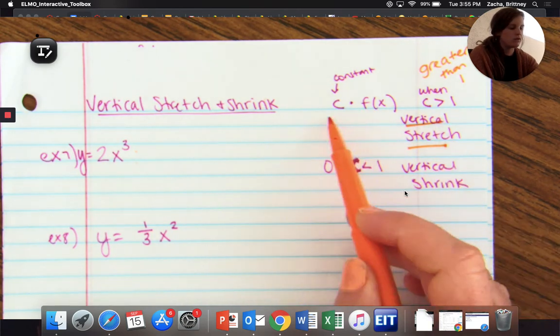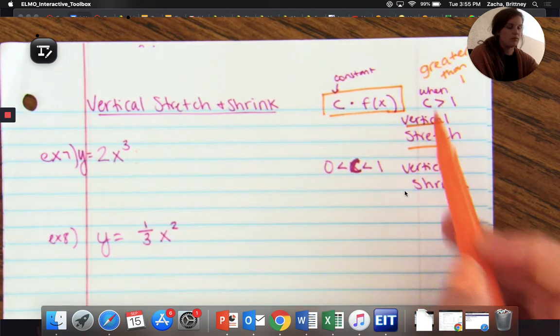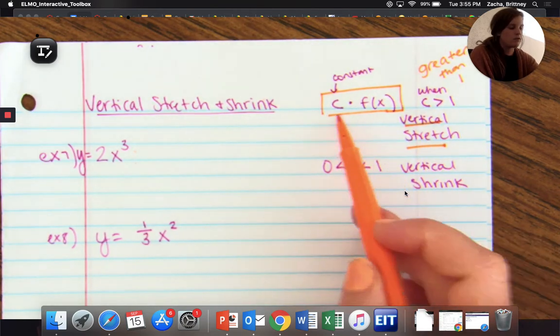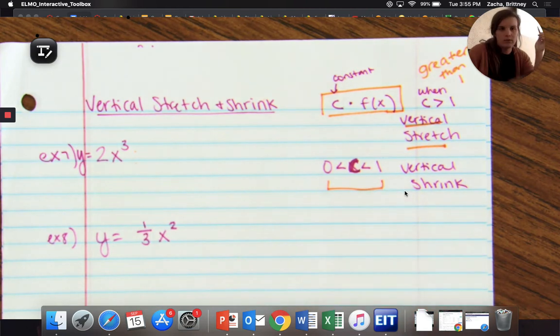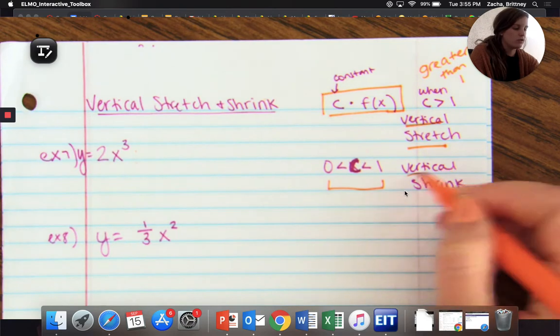If the constant being multiplied in front, so both of these are being multiplied in front, this is the rule, no matter what, if the constant's being multiplied but it's between 0 and 1, so think about numbers between 0 and 1, 1/2, 1/4, 1/8, fractions, or decimals in between 0 and 1, are vertical shrinks.